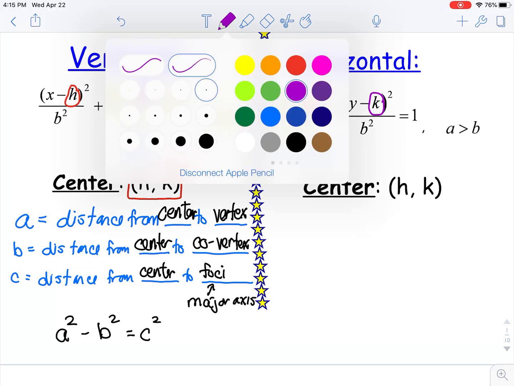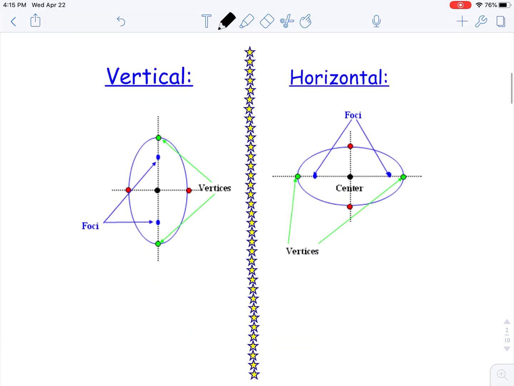Like we've seen in past examples, here's a couple of examples of what these ellipses are going to look like. Once again, our major axis is going to be our longer axis. It's going to contain the vertices as well as the focal points, or the foci. The minor axis, the shorter one, is going to contain the co-vertices.